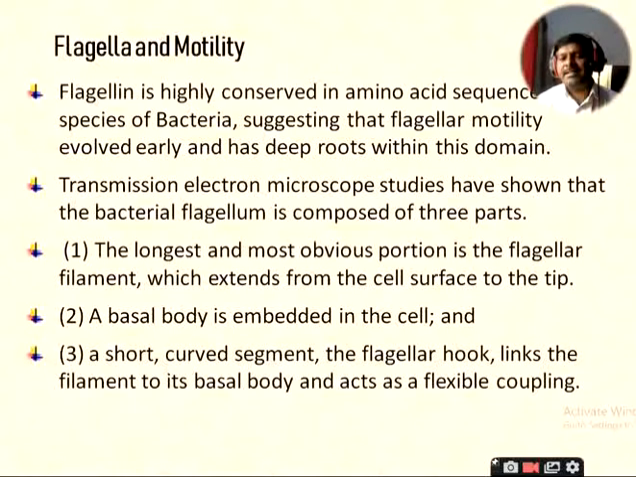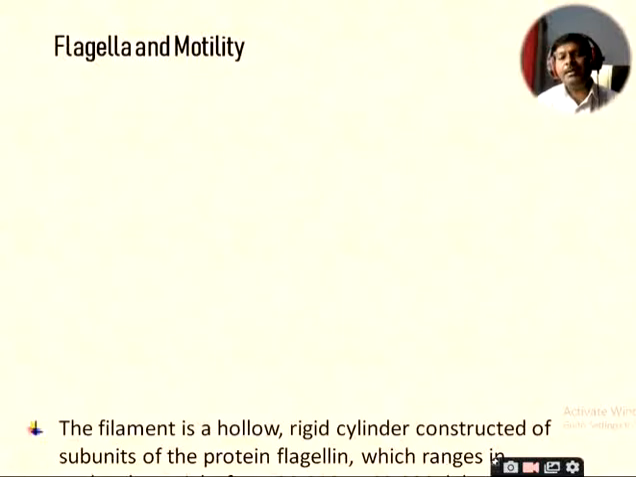And the third, a short curved segment, the flagellar hook, links the filament to the basal body and acts as a flexible coupling. That means in flagella there are three parts: one is the flagellar filament, second is the basal body, and third is the flagellar hook. These are the three portions of the flagella.